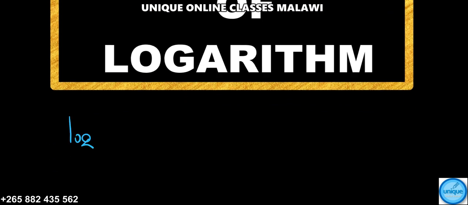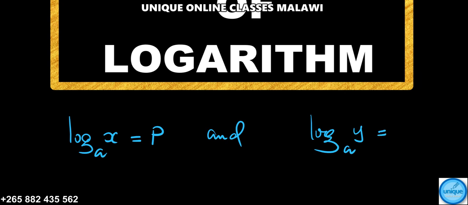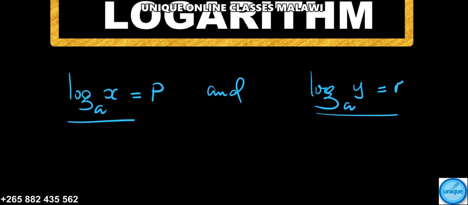Consider this: log of x base a is equal to p, and log of y base a is equal to r. If you see, this is a logarithmic equation, so we have base a here. Changing these into exponential form, we get x is equal to a power p, and y is equal to base a power r.